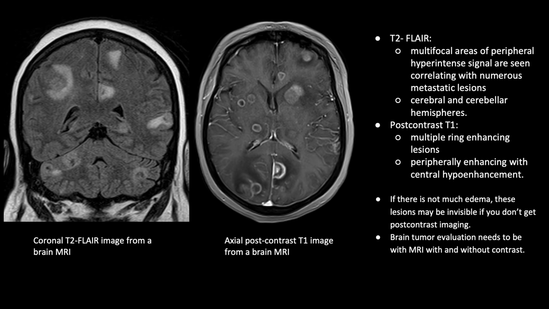Here we have some MRI images of metastatic lesions. On the left, we have a coronal T2 FLAIR, and on the right, we have an axial post-contrast T1 image. On the T2 FLAIR, you can see multifocal areas of peripheral hyperintense signaling. This is corresponding to the numerous metastatic lesions. As you can see, these lesions are throughout the cerebrum and the cerebellum.